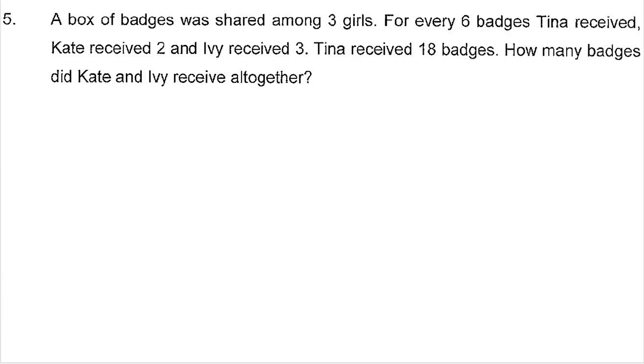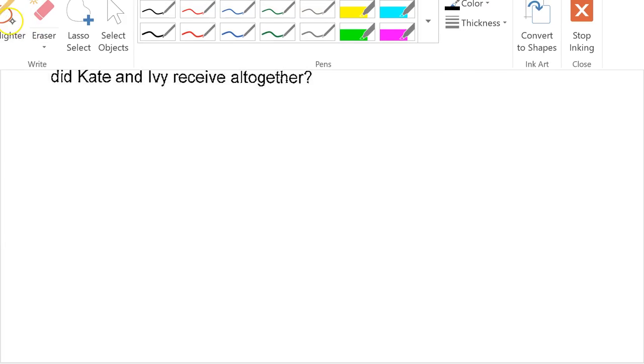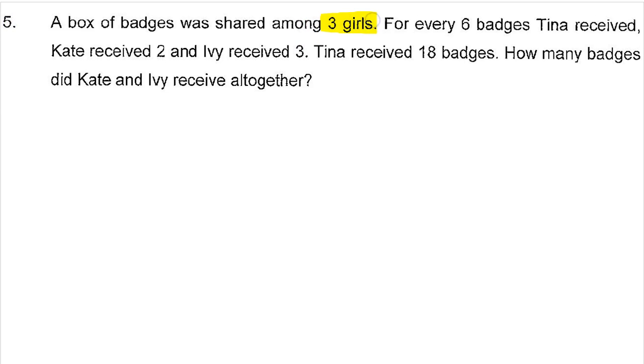Okay, question number 5. You will see that there are 3 quantities because there are altogether 3 little girls mentioned here. So what does it say here? For every 6 batches Tina received, Kate received 2 and Ivy received 3. Now this doesn't look very obvious, but in fact this is a ratio question because you're comparing 3 different people, and there's a relationship between the 3 of them.